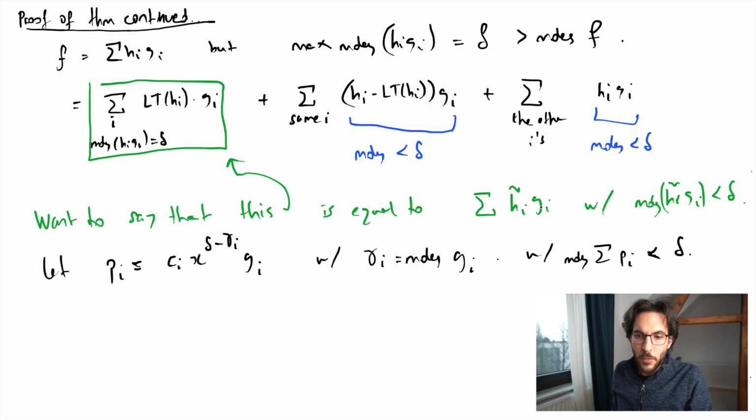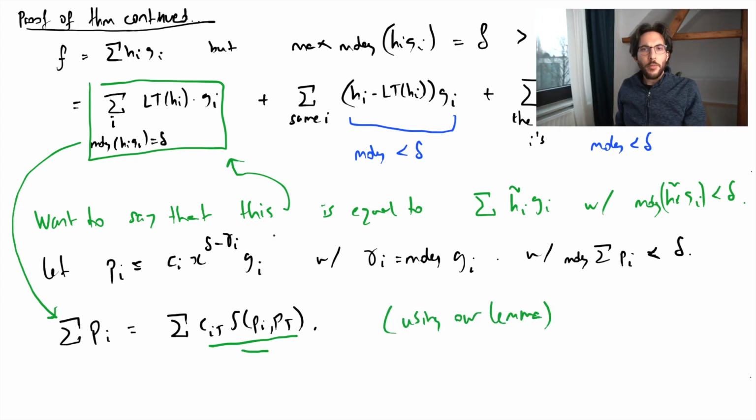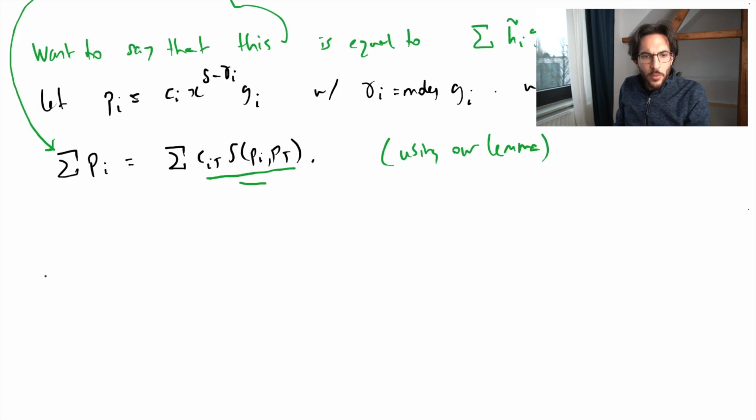We then know that this summand can be written in terms of the S-polynomials. That was our lemma. So here I've written this green box as this sum in terms of the S-polynomials. Right, so that was using our lemma. But now I can simplify my problem further. All I need to do is to show that these S-polynomials can be written in terms of the g_i's with each summand h_i tilde g_i having multi-degree less than delta. But let's analyze these S-polynomials.